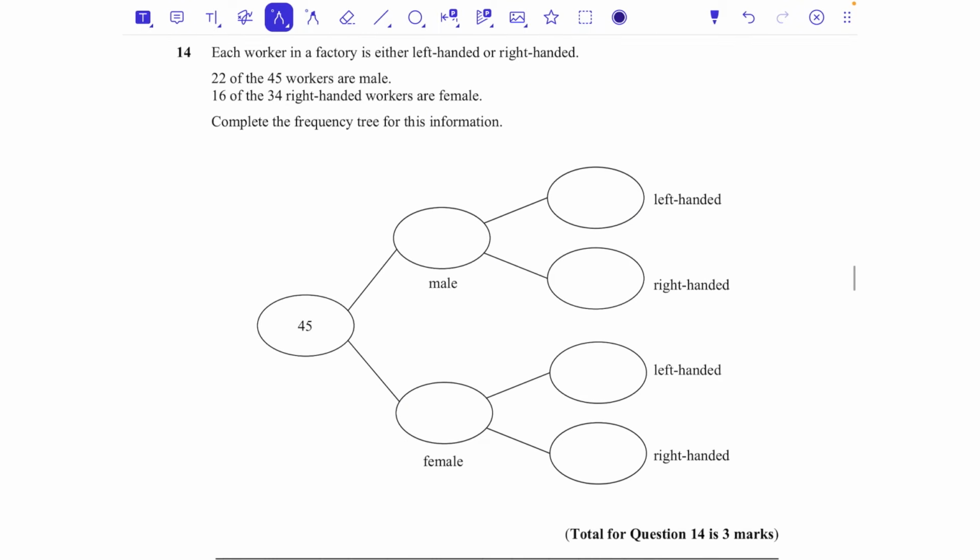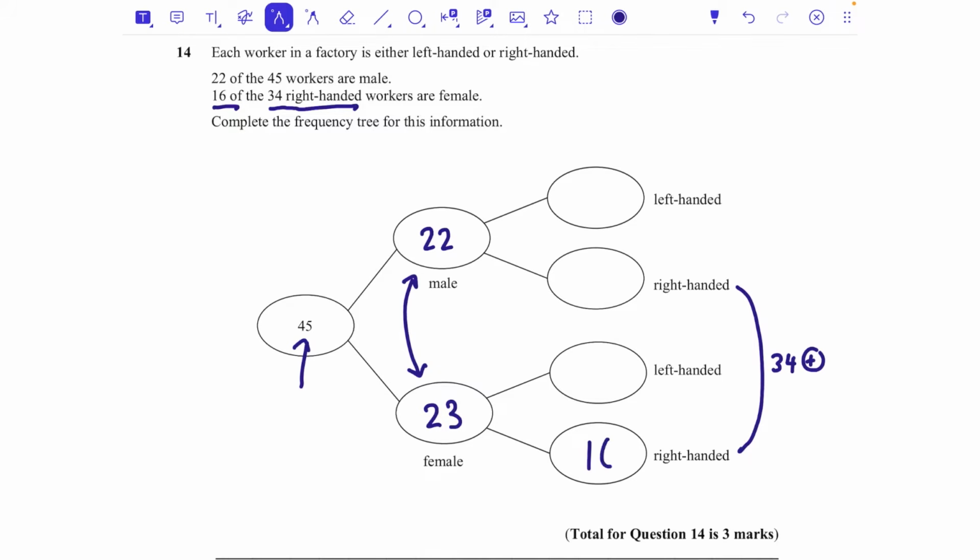Okay, question number 14. Each worker in a factory is either left-handed or right-handed. 22 of the 45 workers are male, so 22 are male, and we know we've got 45 workers altogether, so we're then going to work out the rest by subtracting, and that's going to be 23. These two numbers need to add together to make 45. It then says 16 of the 34 right-handed workers, so hang on, right-handed workers, these two circles need to add together to make 34. 16 of those are female, so 16 female right-handed, they're going there.